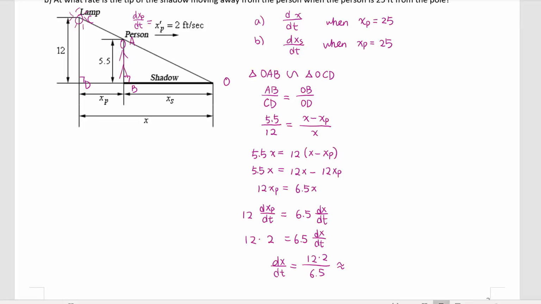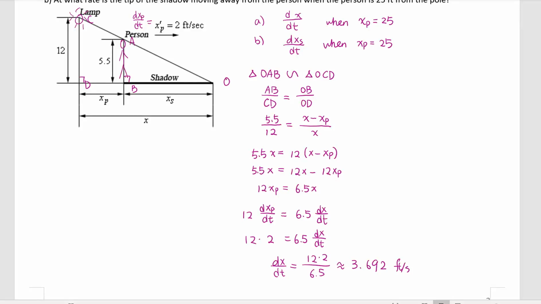So plug this into our calculator. So the answer is 3.692. Okay, what is the unit? Feet per second. So that is part A.